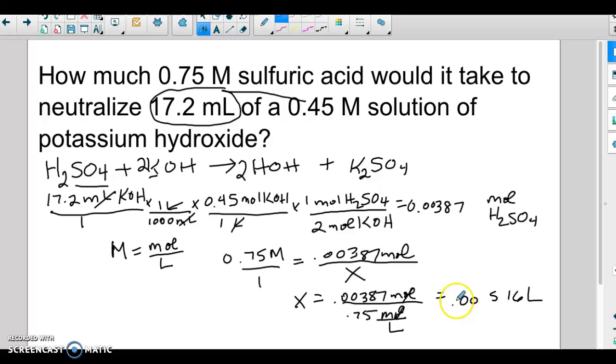We get 0.00516 liters. It's a smaller amount, so it'd be possible they maybe would ask me in milliliters. It would be 5.16. Unless they ask, it doesn't matter which unit you give. So I hope that helps.